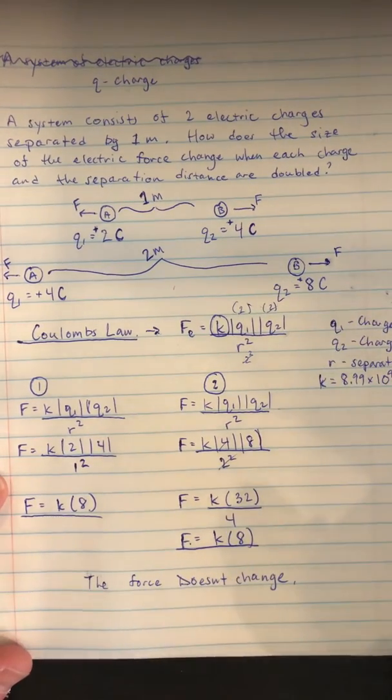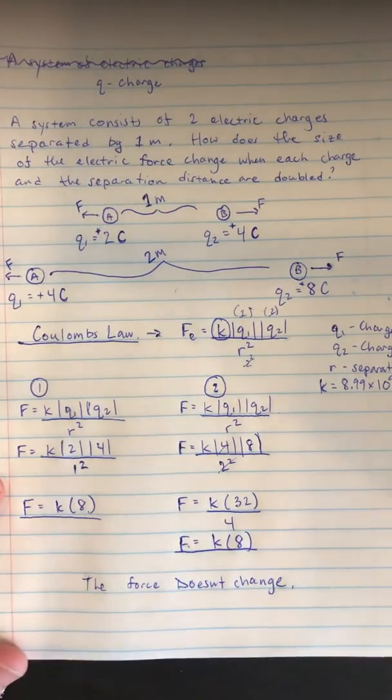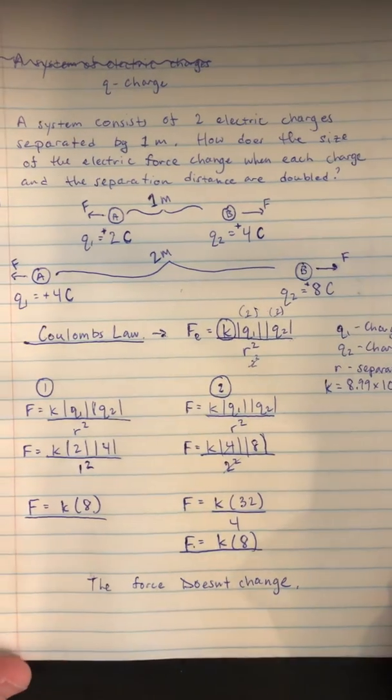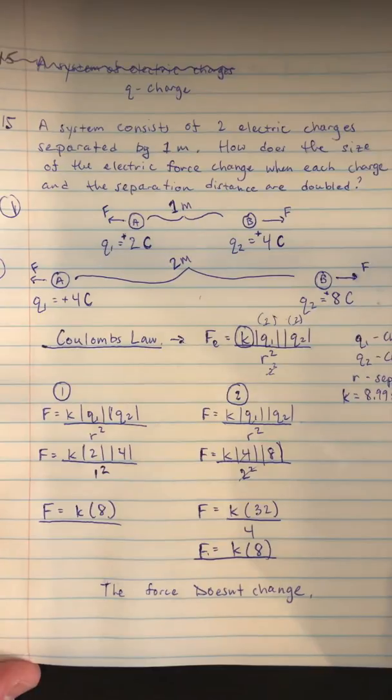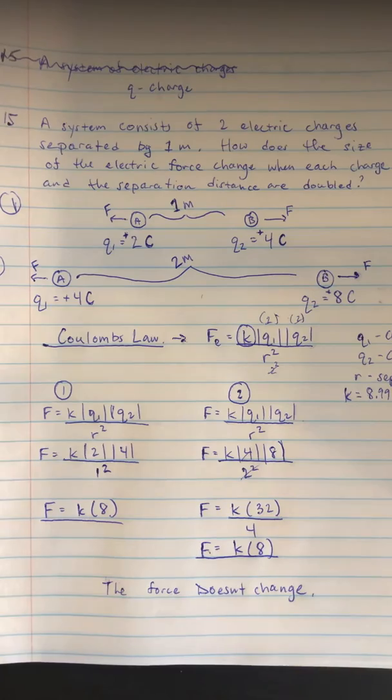And that works if we tripled the charges and tripled the distance, it would cancel out. If we quadruple the charges and quadruple the distance, it'll cancel out. Any kind of change where everything is the same, we move everything at the same time, the forces will end up being equal. All right, so the answer to number 15: if we double each charge and the separation, nothing happens, the force stays the same. All right, 16.